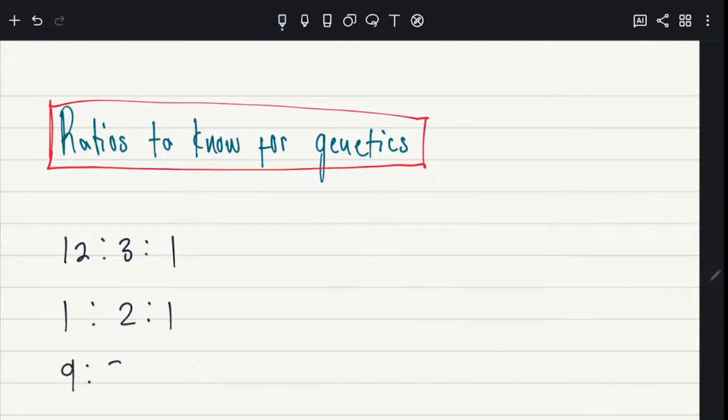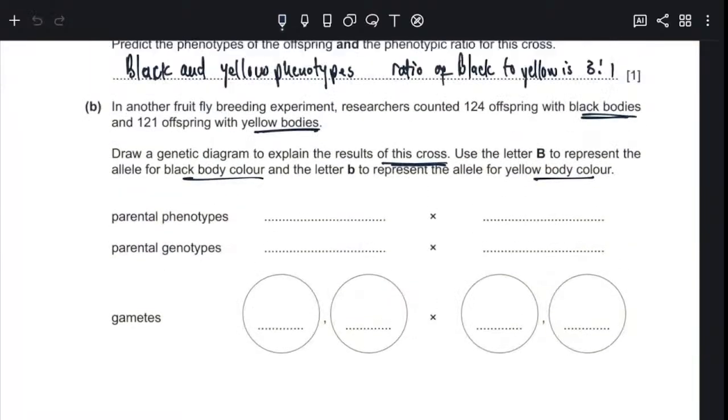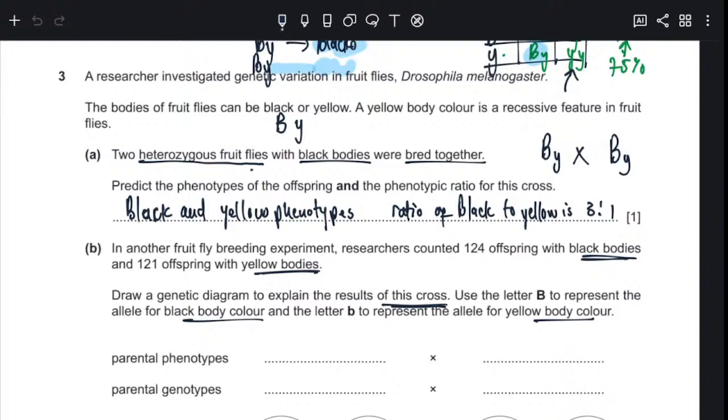Are you writing? There are words that they give you, like epistasis, and so on. Here the key word from this question that we are doing was, let me go back to it: they said we have an experiment and researchers counted 124 offspring with black bodies, right? And black, they said, was dominant. So dominant here had produced 124.